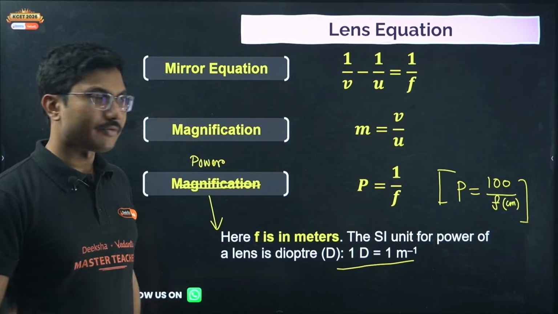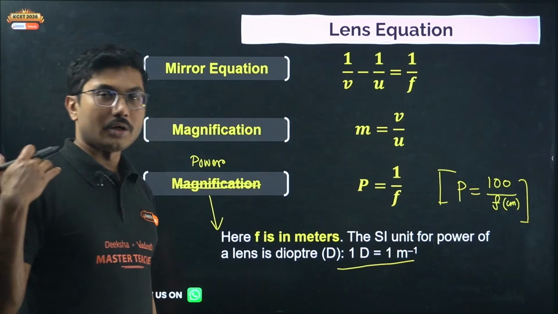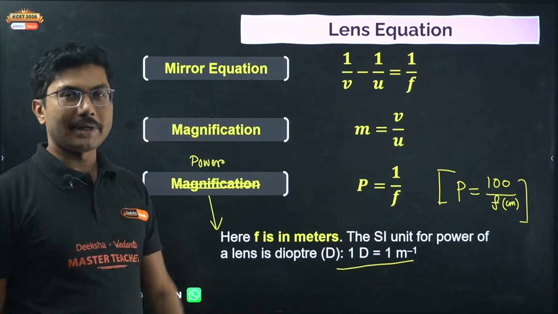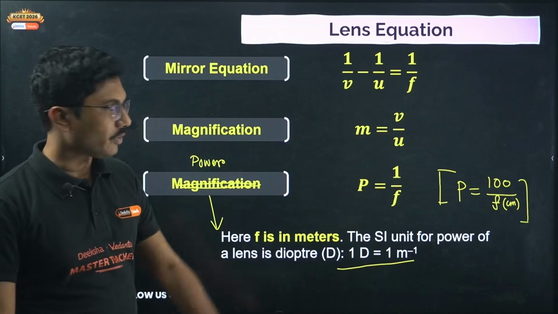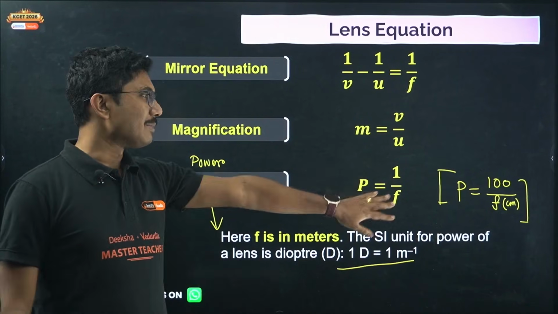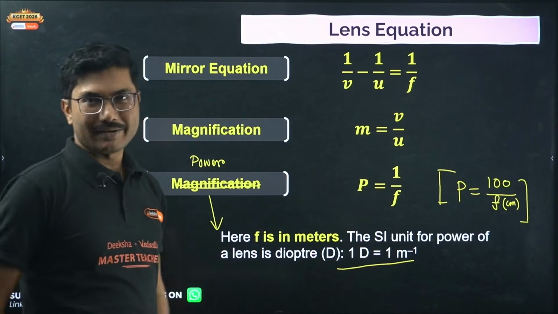So suppose they have given a focal length of, say, 20 centimeters and they ask you what the power is, then it will be 100 by 20, that is plus 5. Okay, you don't need to convert 20 into meters and then calculate. It is much easier if you use 100 by f.